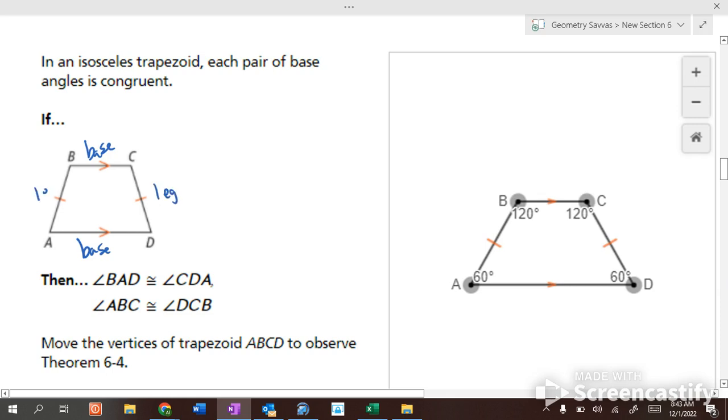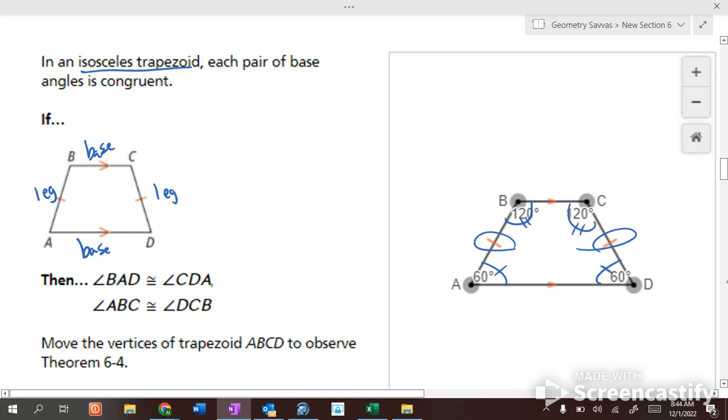The non-parallel sides are called legs. If you have an isosceles trapezoid, then the legs are going to be congruent, which makes the base angles congruent and the other pair of base angles congruent.